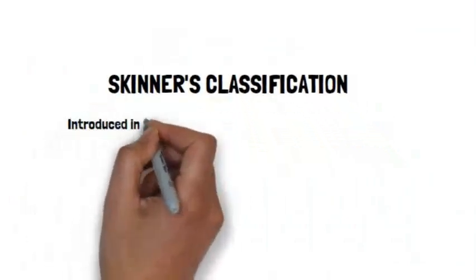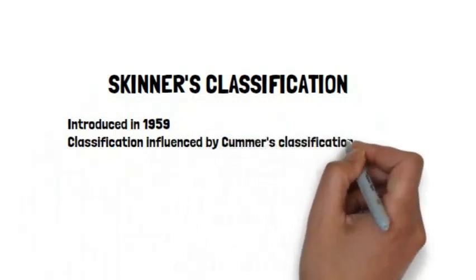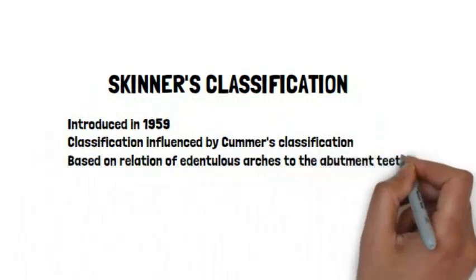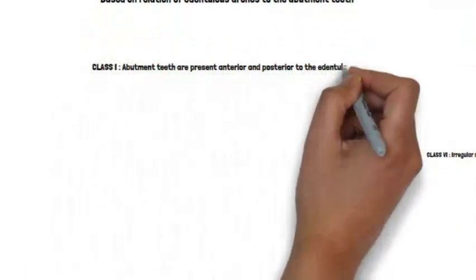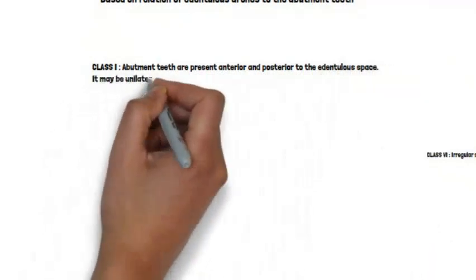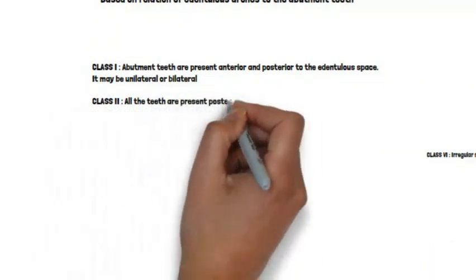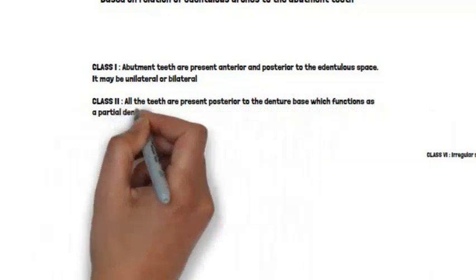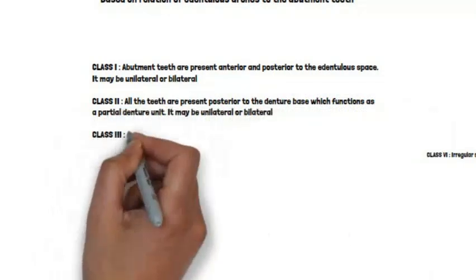Skinner's classification, introduced in 1959, influenced by Cummer's classification, based on the relation of edentulous areas to the abutment teeth. Class 1, abutment teeth are present anterior and posterior to the edentulous space. It may be unilateral or bilateral. Class 2, all teeth are present posterior to the denture base, which functions as a partial denture unit. It may be unilateral or bilateral.